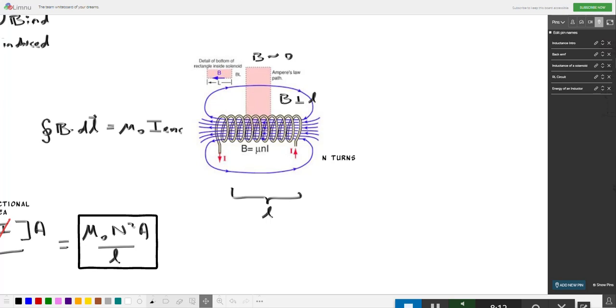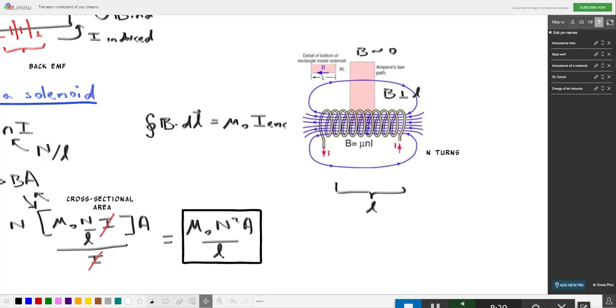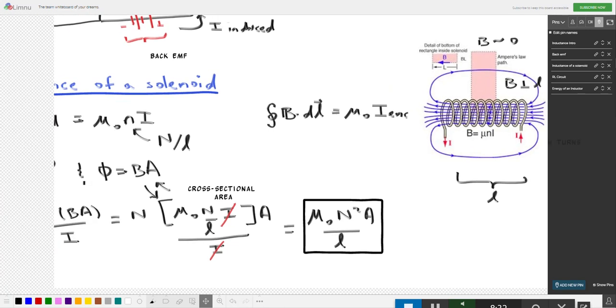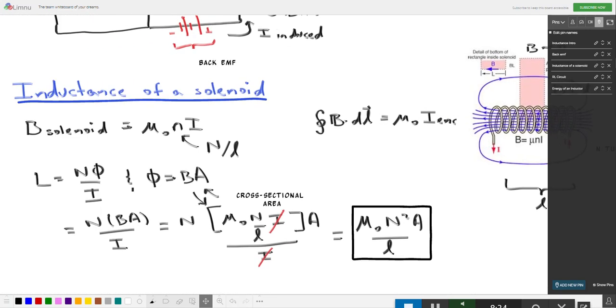So then the left-hand side would read B times L, for length, equals mu naught I enclosed, and I enclosed is just N, the number of turns, times the current in each loop. So you have BL equals mu naught I N. And you divide both sides by L, and you get B equals mu naught n I, where the small n is just big N divided by L.